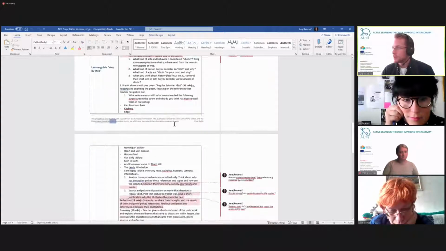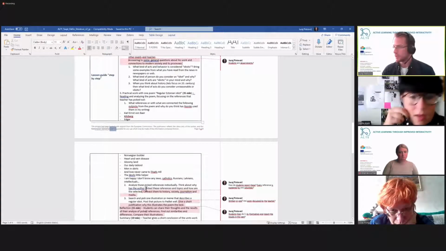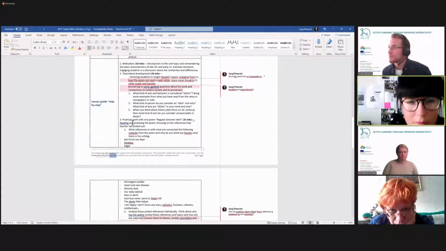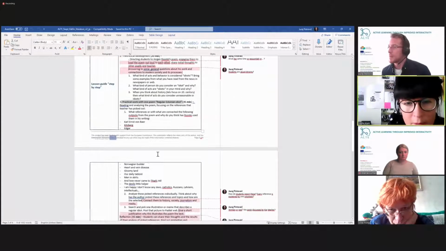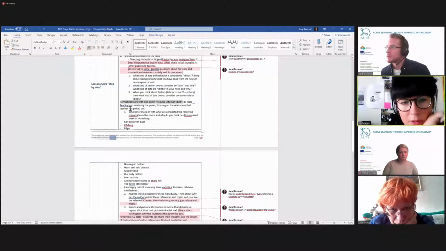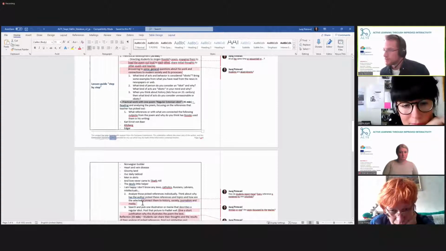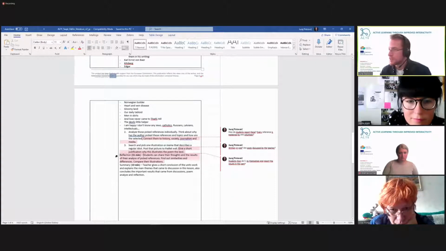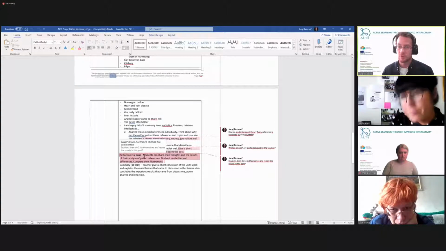Where do you have them start using the Padlet wall here? Okay, the Padlet wall is a practical work with one poem, Regular Estonian Idiot, reading and analyzing the poem, focusing on the references that the teacher has picked out. What references? So search and pick one. It's here. Okay, I didn't see it. Post the picture onto the Padlet wall. Then just stress here in the reflection part that they're doing this based on the content that they've posted to the Padlet wall. Okay.